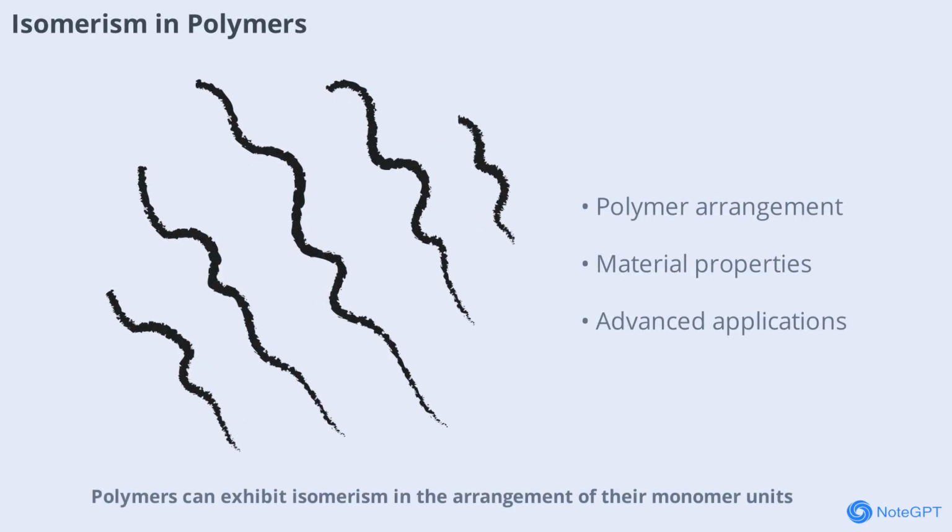Polymers can exhibit isomerism in the arrangement of their monomer units. For example, isotactic, syndiotactic, and atactic polymers have different spatial arrangements of side groups, affecting their crystallinity and mechanical properties. This allows manufacturers to tailor polymers for specific uses, from flexible packaging to strong engineering plastics. Understanding isomerism in polymers is key to developing advanced materials for modern technology.